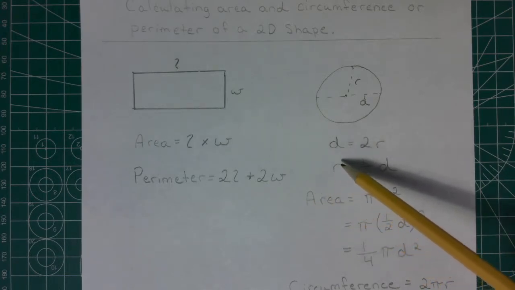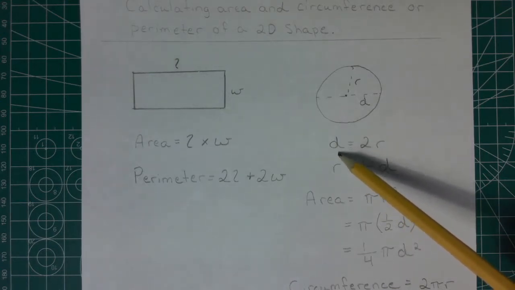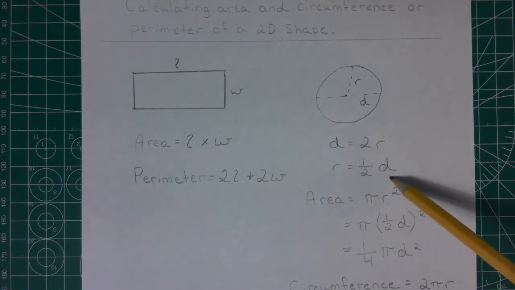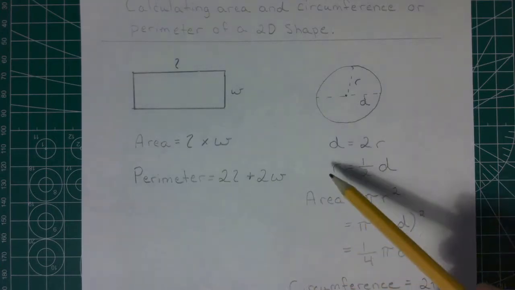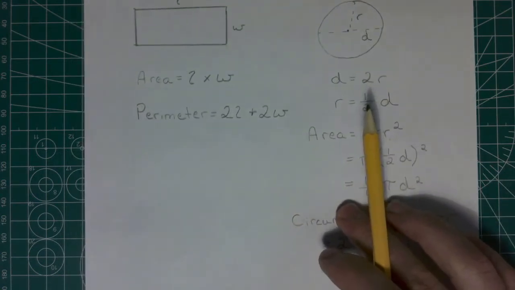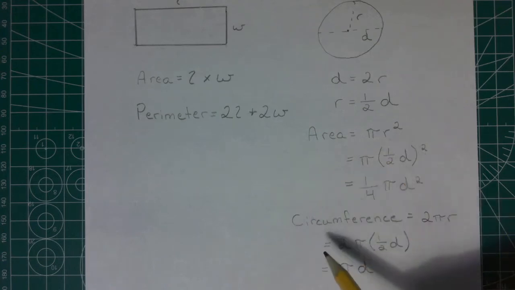So the first thing they're going to ask is, what is the radius? And we know that the diameter is going to be 2 times the radius, therefore the radius is 1/2 of the diameter. Knowing this radius, we can now calculate the area as simply pi r squared.